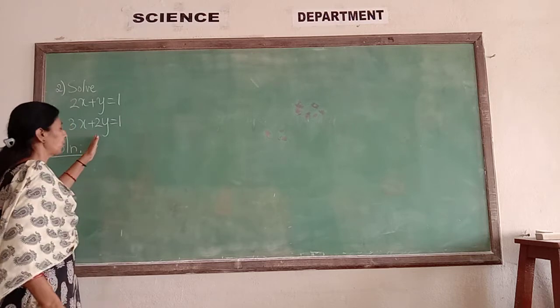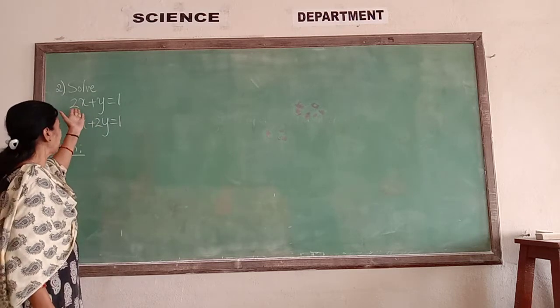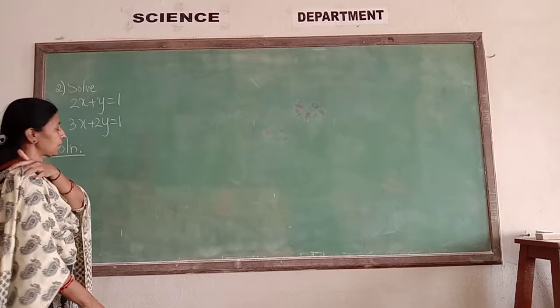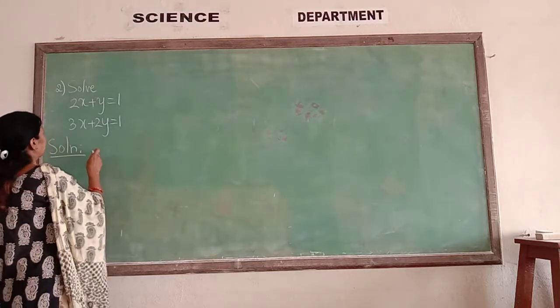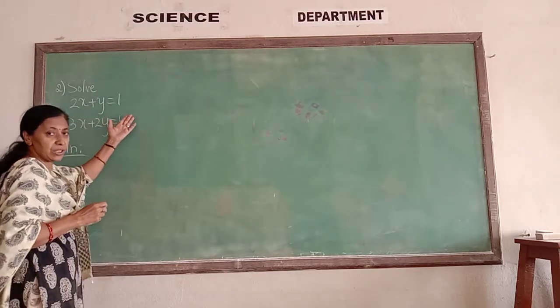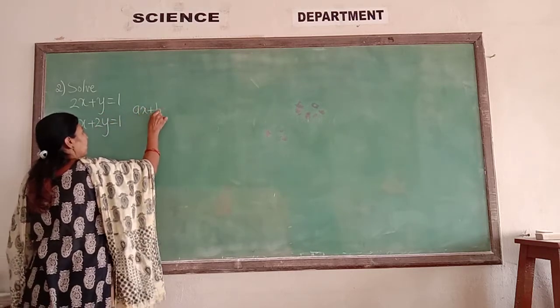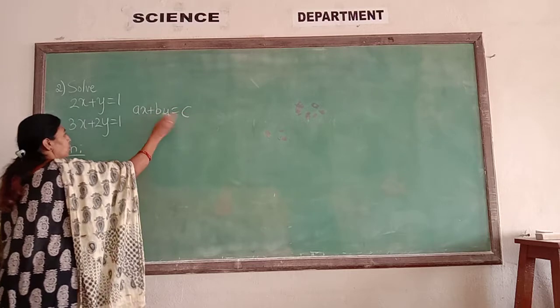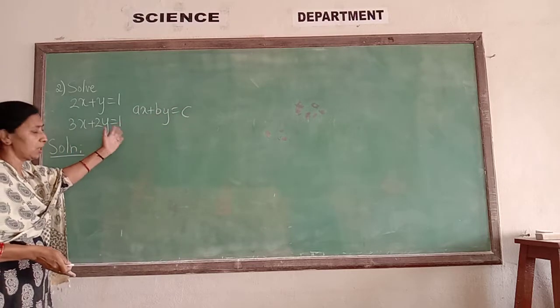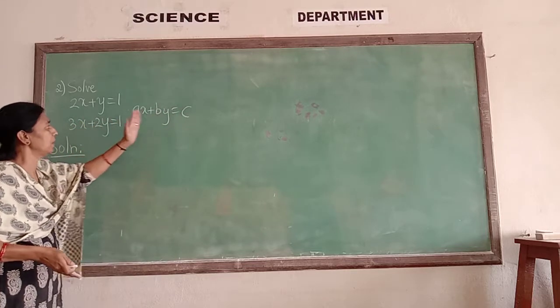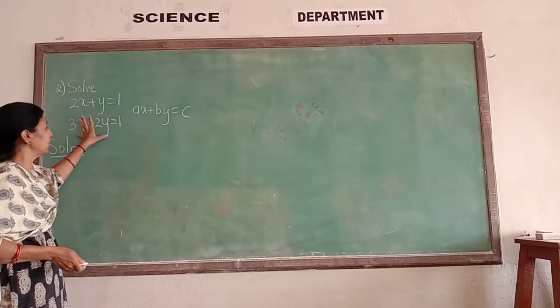Before going for three variables, I have taken one more problem to solve by Cramer's rule, that is, by the determinant method. The first work is to check whether the given equation is in standard format or not, that is ax plus by equals c. This is the standard format, with the constant on one side. x should be first, then y, and then the constant. So it is already in the standard format.